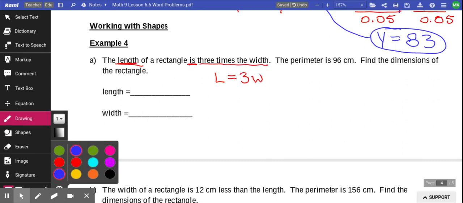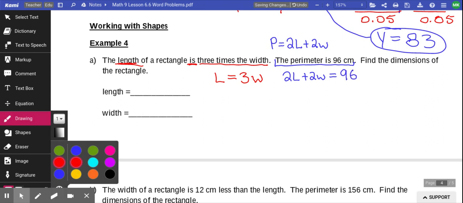The second sentence is going to create my second equation. So it says the perimeter is 96. Just for the record, perimeter equals 2 lengths plus 2 widths. Right? That's adding the outside edges. So when it says the perimeter is 96, that means if you had 2 lengths plus 2 widths, it would equal 96.